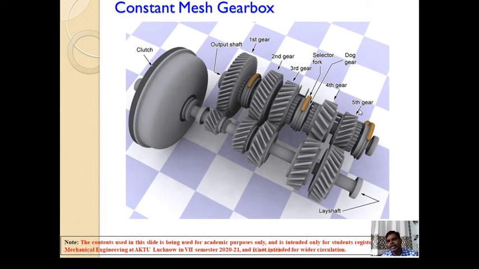Now if we want to engage the fifth gear, we'll move this third dog sleeve to the left side. So this will be engaged, and the power will now be transmitted from the clutch gear and counter shaft to the fifth gear, to this third dog gear, and through this to the output shaft. So we have seen that the gears are in constant mesh with each other, but the power will only be transmitted once we use the dog gear with a selector fork, sliding the dog gear to the left or to the right as per our speed requirement.